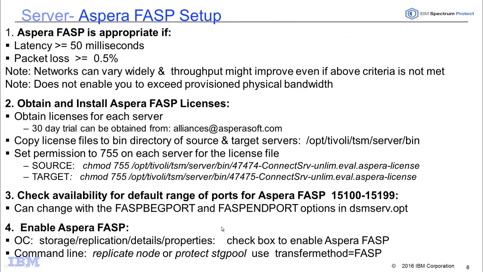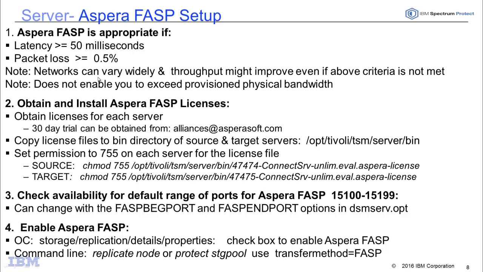In order to set up FASP, it's very simple. You first of all want to determine if your network will benefit from Aspera FASP. Our estimate is if you have a network that has latency of greater than or equal to 50 milliseconds and packet loss of greater than or equal to 0.5%, that would be a good candidate for Aspera FASP.